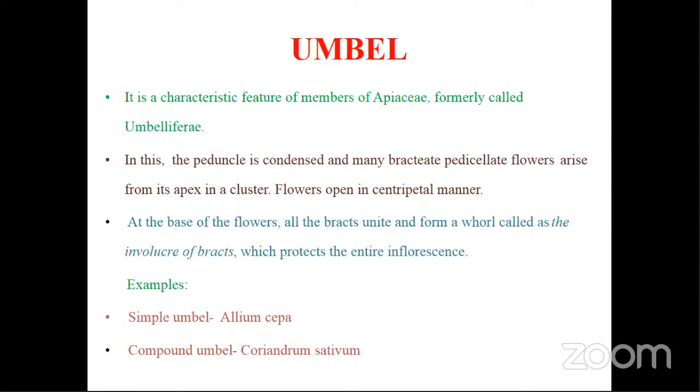And in this also, at the base of the inflorescence, all the bracts fuse to form one involucre, a protective structure. This is called the involucre of bracts, which will protect the inflorescence when the flower is in bud condition. In this also, if the peduncle is branched, it forms a simple umbel. If the peduncle is unbranched, it forms a compound umbel.